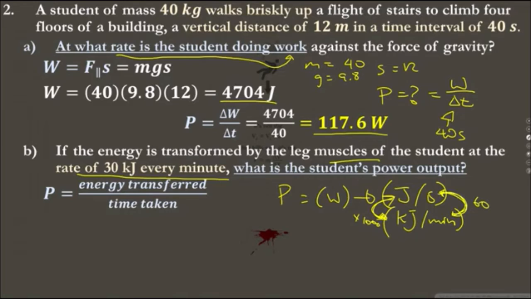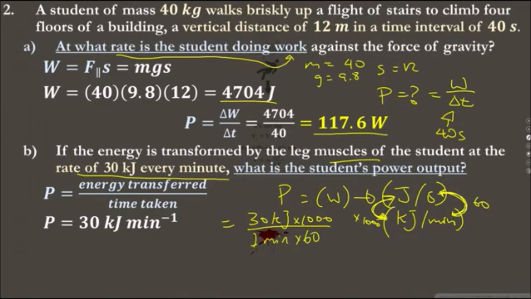Okay? So here we have it. It's going to be 30 kilojoules times 1,000, over 1 minute times 60. And that's what we have with this working out here. And so the total power output from the legs is 500 watts.